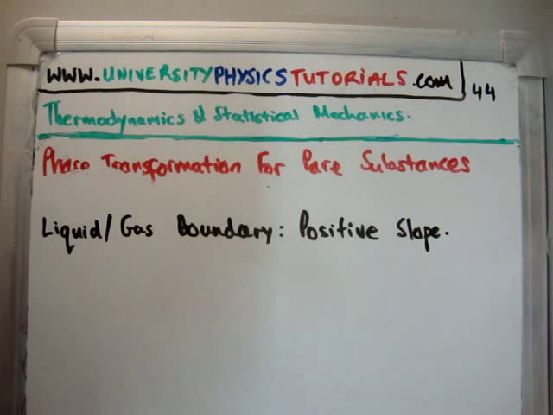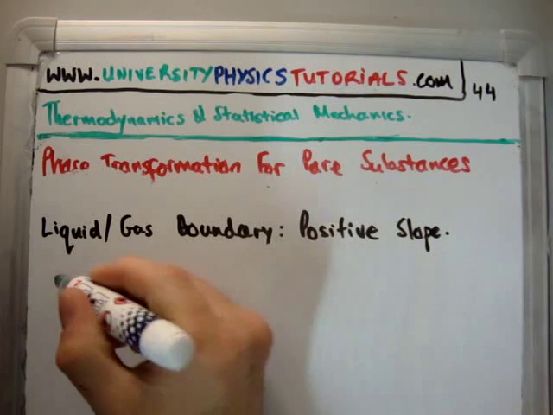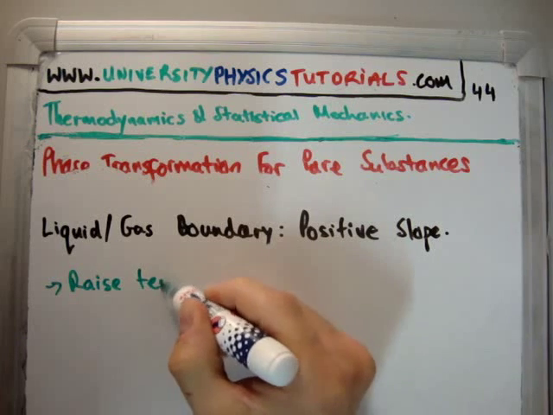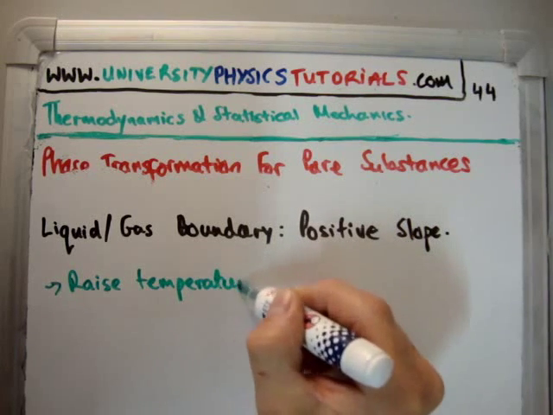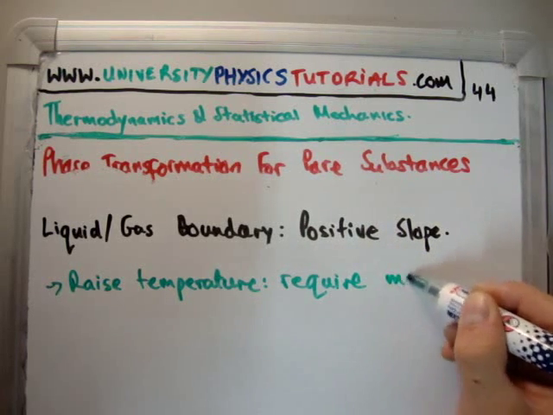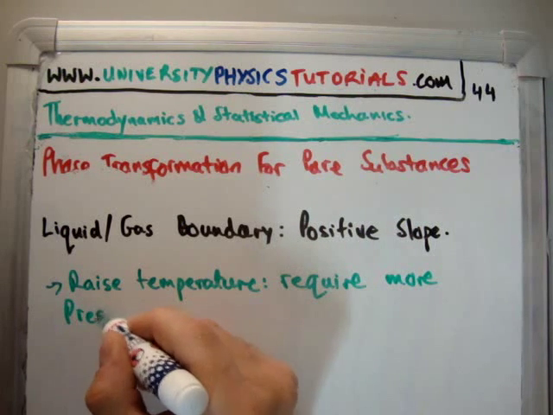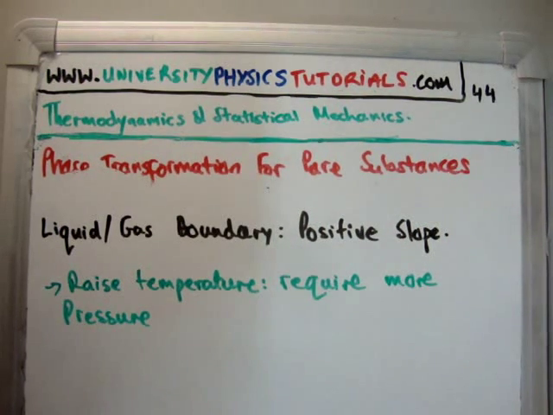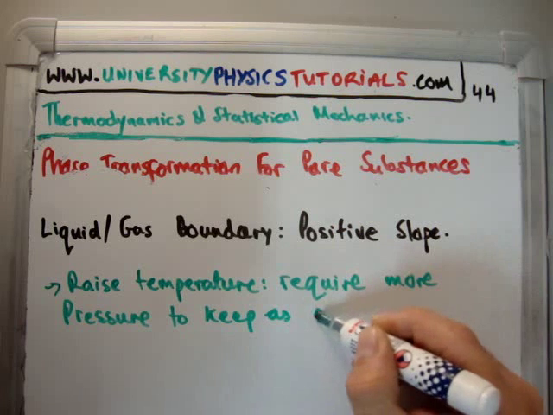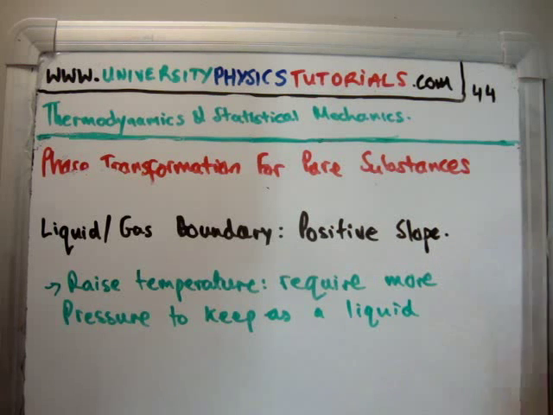And that's important, believe it or not, because what it means is as follows. It means that if you raise the temperature, you require more pressure to keep it as a liquid. Okay, I'm going to go back to the graph in a minute, but it's important here that on the liquid gas phase boundary, if you raise the temperature, you require more pressure to keep whatever you have as a liquid.